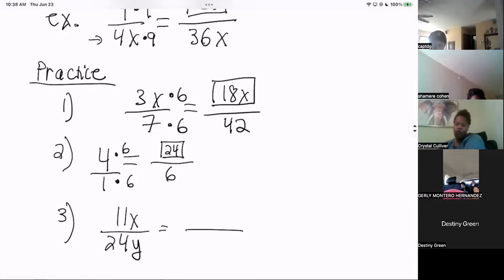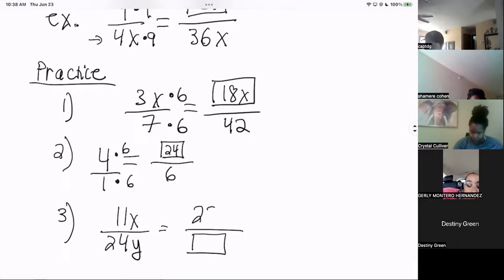Equals, we're going to put a box here. Let's see what I'm going to do. I'm going to do 22x. Okay, now this time I have my numerators. So how do I go from 11x to 22x? Oh, I had to multiply by 2, which means I'm going to multiply this by 2. And 24 times 2 is 48, but I have a y. So 48y.